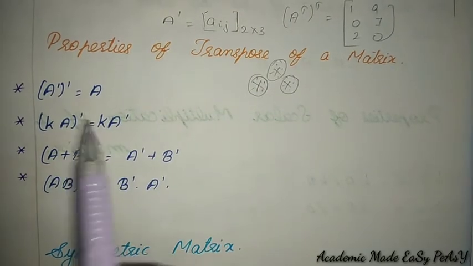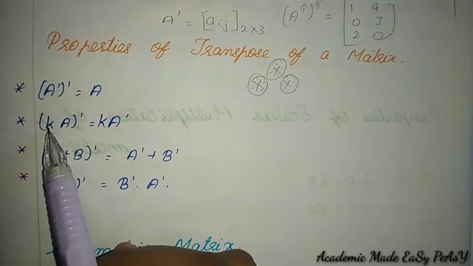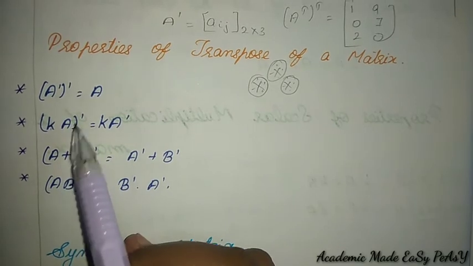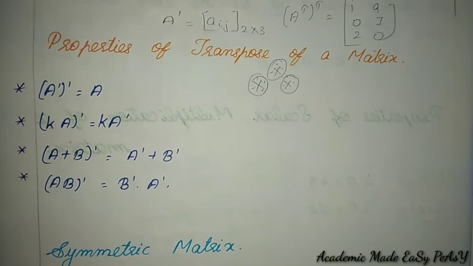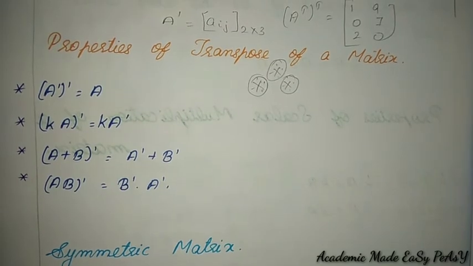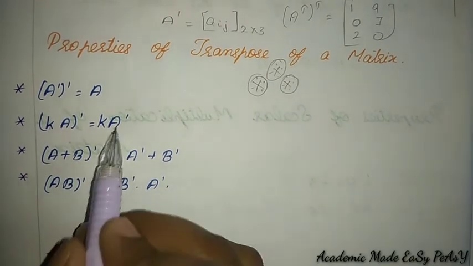So the next property is with some constant. Constant into matrix, the whole transpose is equal to the constant as it is. The only thing is that the matrix will keep changing. So that's what is given here.